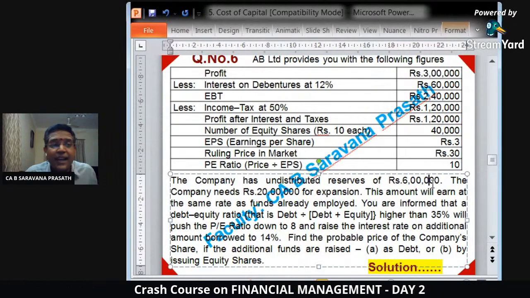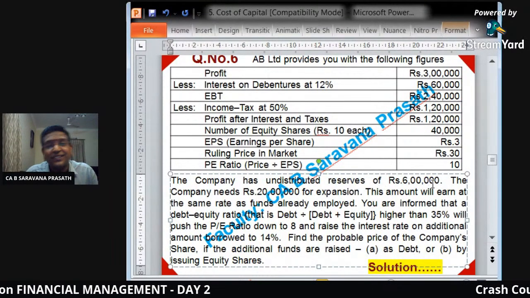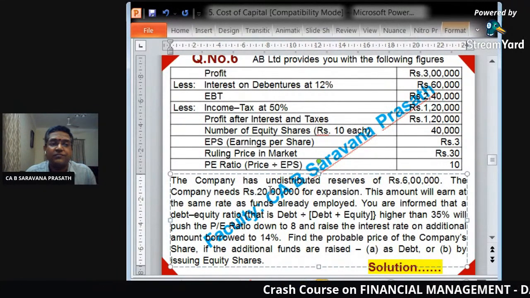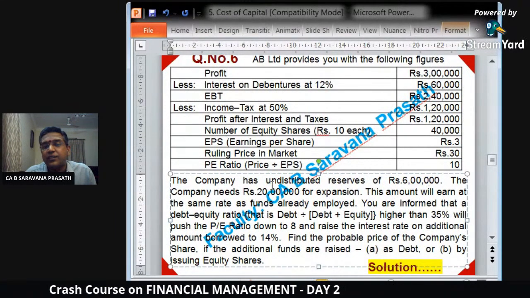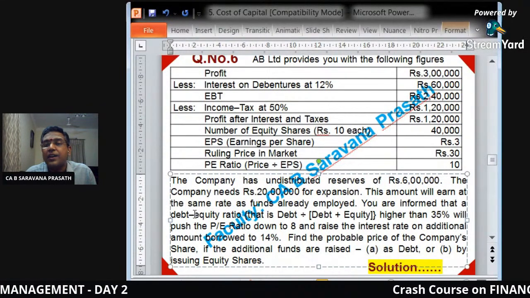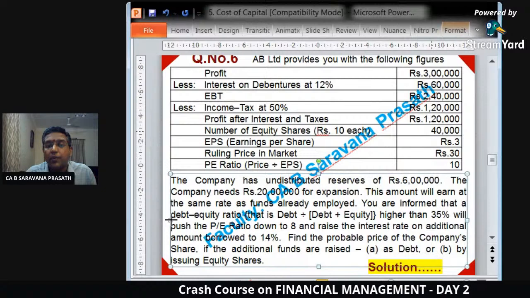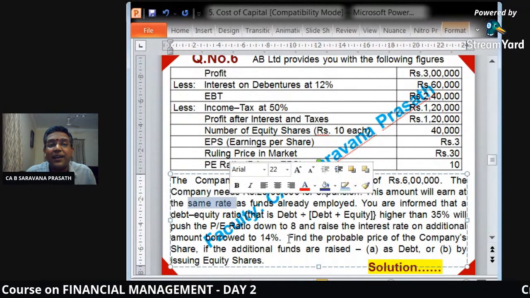The company has undistributed reserves of 6 lakhs. Reserves and surplus 6 lakhs. The company needs 20 lakh rupees for expansion. This amount, that is 20 lakh, will earn at the same rate as the funds already employed. When you pump in more money, you will earn more profit, but at the same rate as the funds already employed.